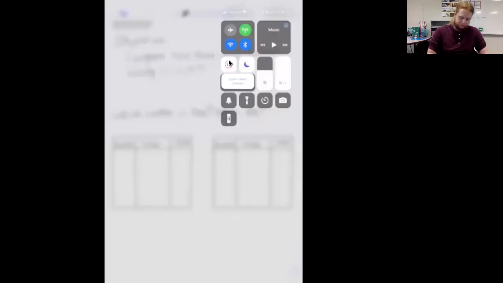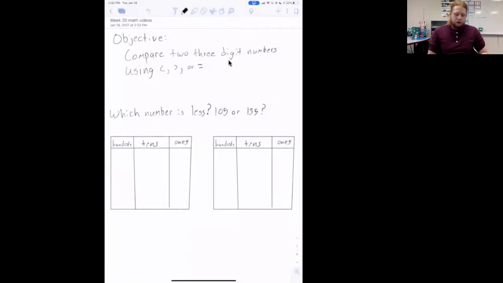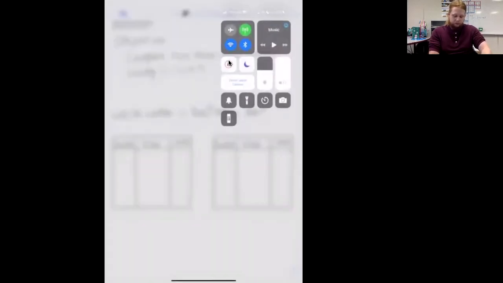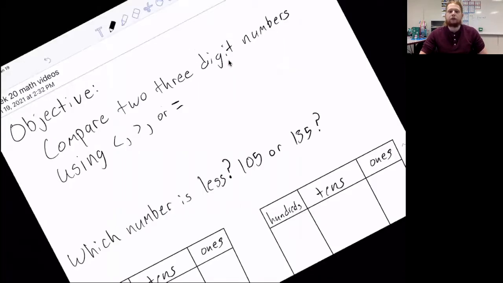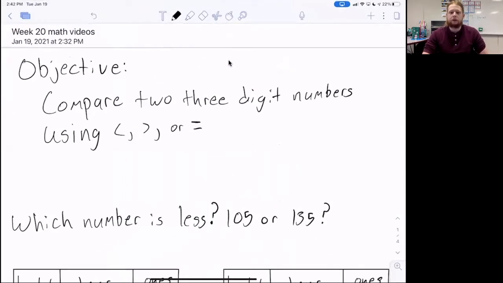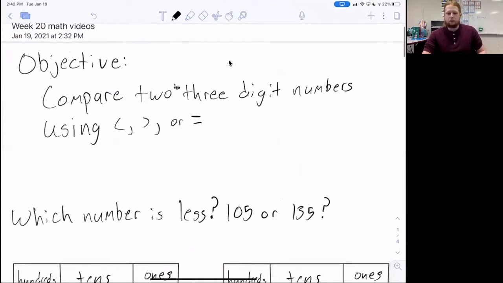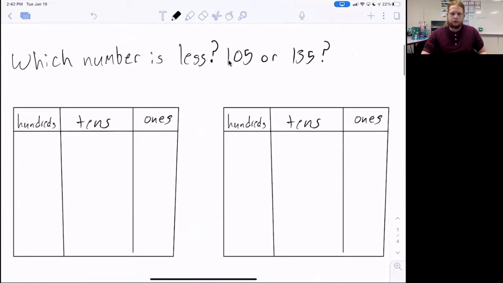So what we're going to do is I'm going to mirror my screen and show you exactly what we're going to do. Okay, there it is. Oh, it's mirrored. Perfect. So we're going to compare two 3-digit numbers to two 3-digit numbers using greater than, less than, or equal. So let's start with a little bit of warm up. We're going to use the disk method for this, okay?